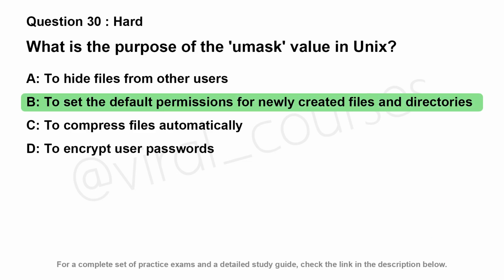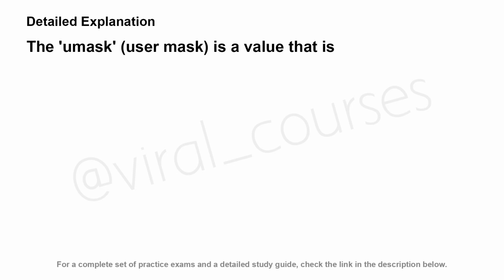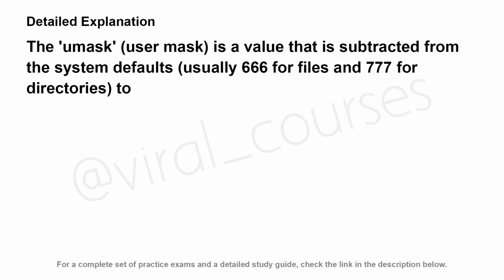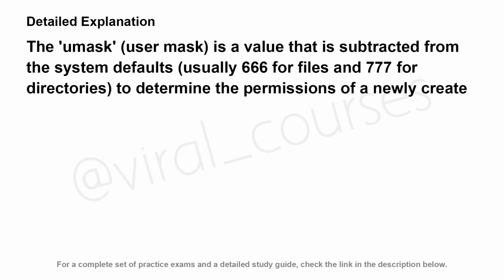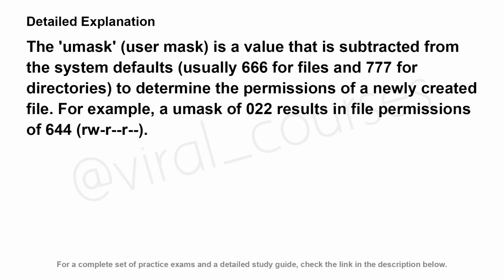The correct answer is B. The umask, user mask, is a value that is subtracted from the system defaults, usually 666 for files and 777 for directories, to determine the permissions of a newly created file. For example, a umask of 022 results in file permissions of 644, rw-r--r--.